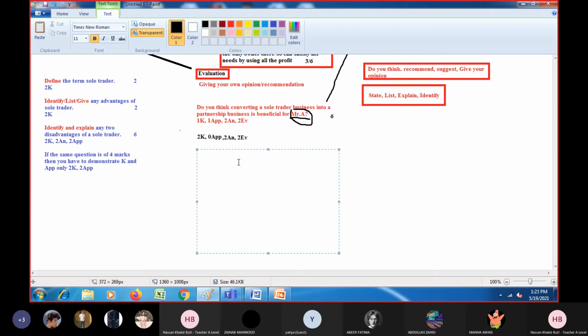Depending on the statement of the question, if they are referring to the case, obviously you have to use the context as well. Otherwise, you won't get marks for the application. Okay, after that, you will come up with your own recommendation, own opinion, right? Now, let me just do it for you. I'm writing it, and no definition is required.